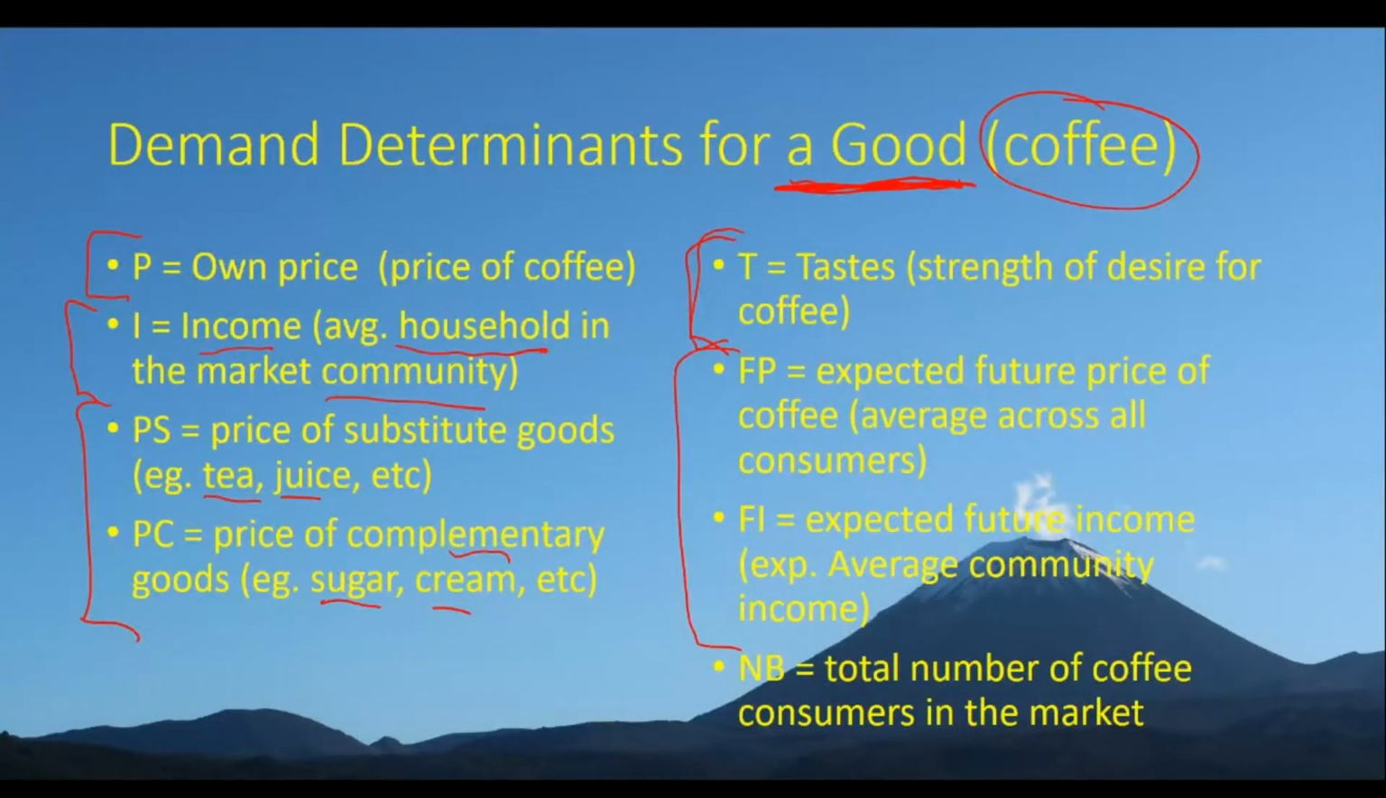Now, these next two are really ambitious additions that are often presented in principles courses. It's the future price of the product, coffee, and it's the future income that you expect as an individual, which then gets summed up across the entire community.